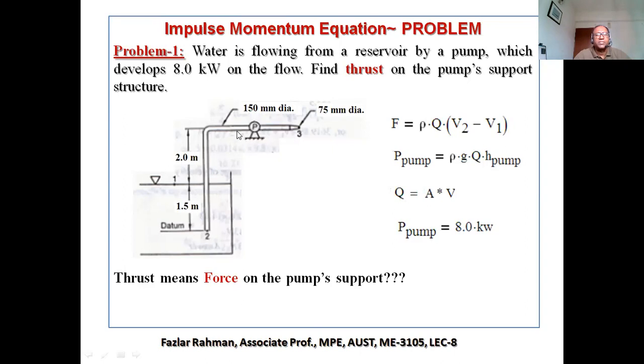You see, this is the pump right over here. It's taking water from a reservoir. The height of the pump from the datum is 2 meters, about 6 feet. And there is a nozzle. Through the nozzle, the fluid is coming out. And the diameter of the pipe at this point is given.